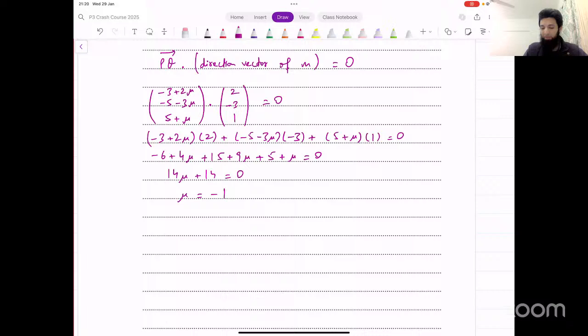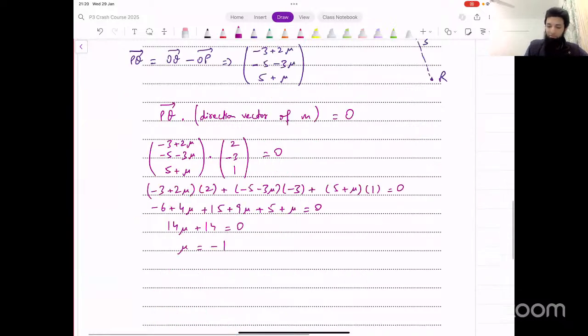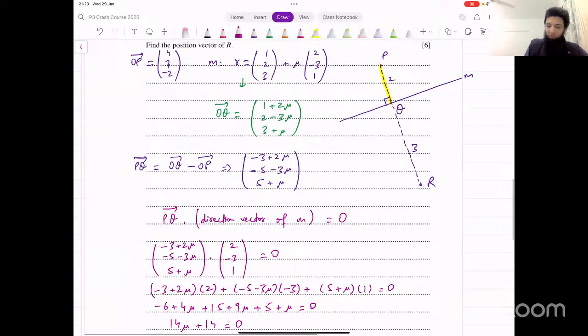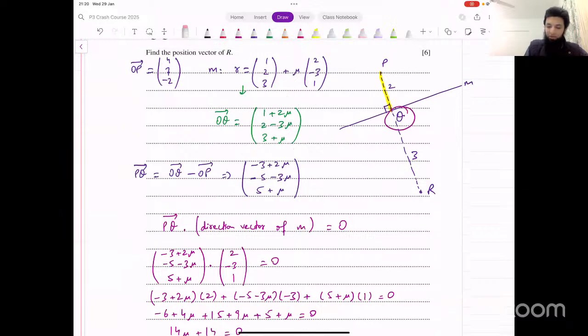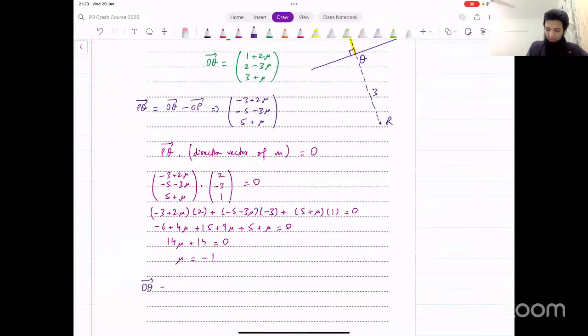Right? Yeah. So mu turns out to be -1. Now, if mu is -1, do we know what OQ is now? This was OQ. Let's just input mu equal to -1 in that. Let me copy that from there. OQ vector, that was 1 plus 2 mu, 2 minus 3 mu, and 3 plus mu.